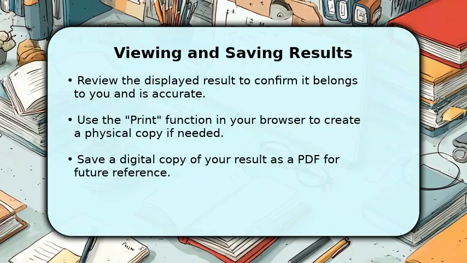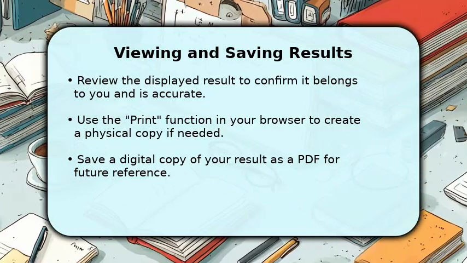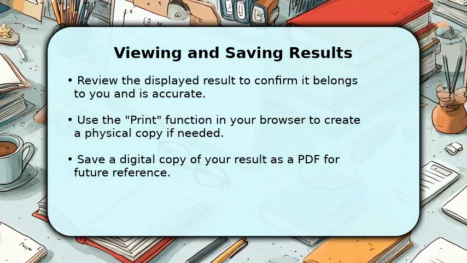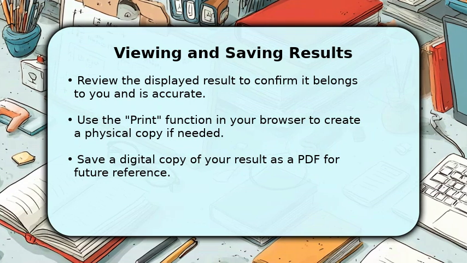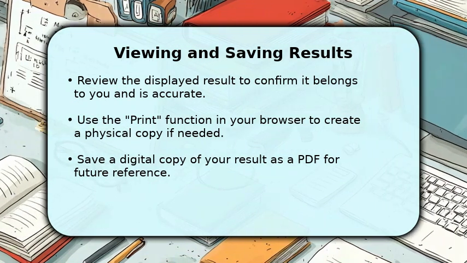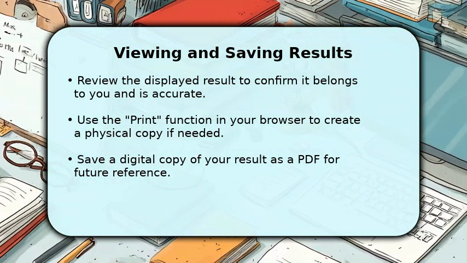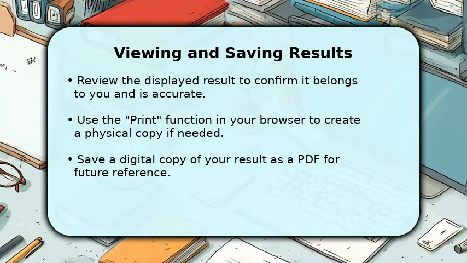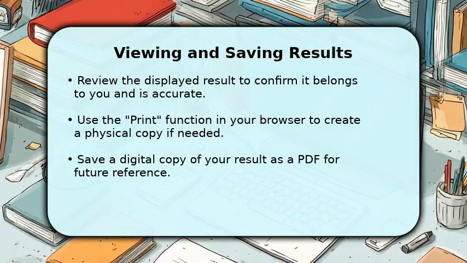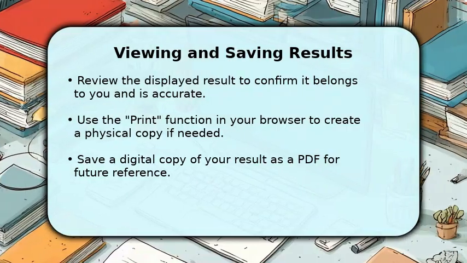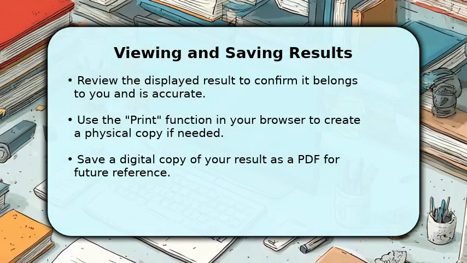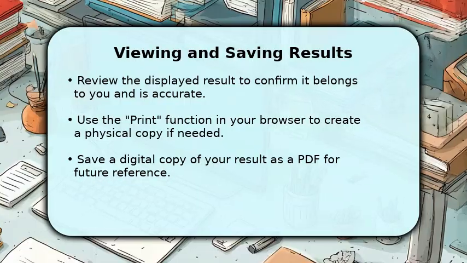After submitting your information, your old result will appear on the screen. Take a moment to thoroughly verify all the details, including your name, registration number, and subject marks. If you require a physical copy, use your browser's print option. For digital safekeeping, save the page as a PDF file, ensuring easy access to your academic record whenever you need it.